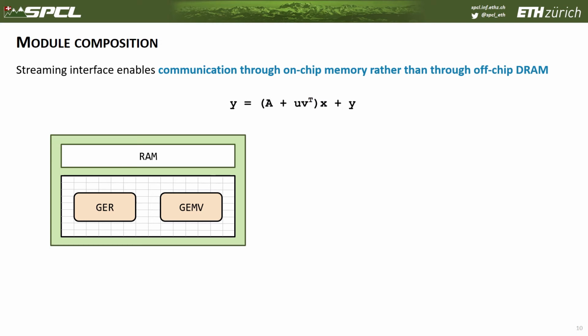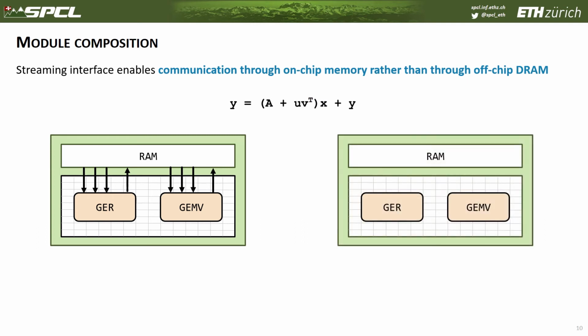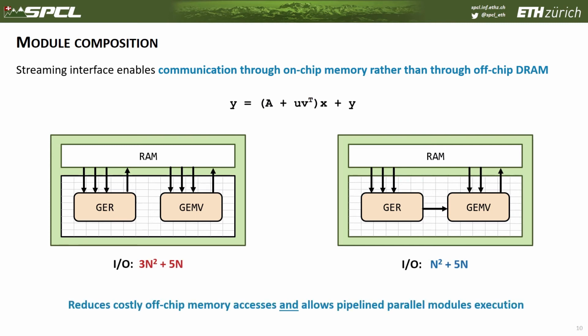In a classical, let's say, setup, we will start the outer product, which will save the result on the DRAM, and only after that we will start executing the matrix vector multiplication. Now with a streaming implementation, we can let the outer product stream the result directly to the matrix vector multiplication. So these are two advantages. First of all, we reduce the I/O complexity of our algorithm. And secondly, we also allow the pipelined parallel model execution because the two routines are able to execute in parallel.